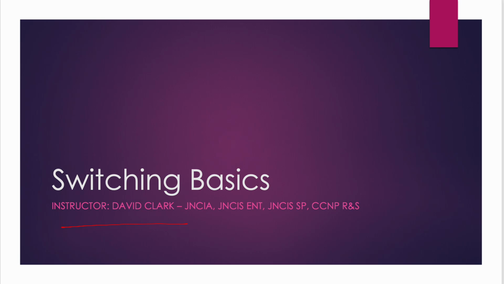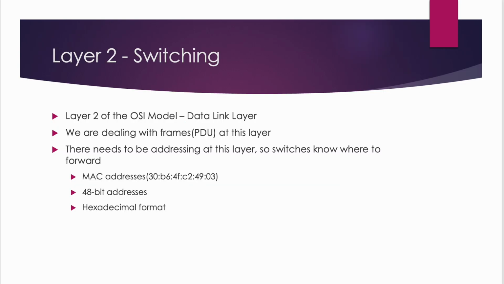When we're talking about switching, there are a few things that encompass switching. Before we get to that, I'm going to talk about layer 2. This is a few key things, right? We're talking about the data link layer. We're dealing with frames, that's the protocol data unit at this layer. And we talked about the addressing. There needs to be some type of addressing at this layer so that the switch knows how to forward and where to forward the frames.